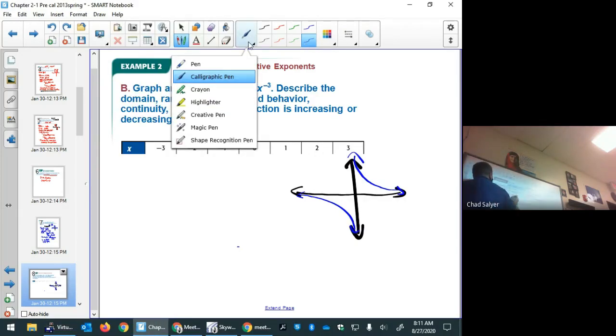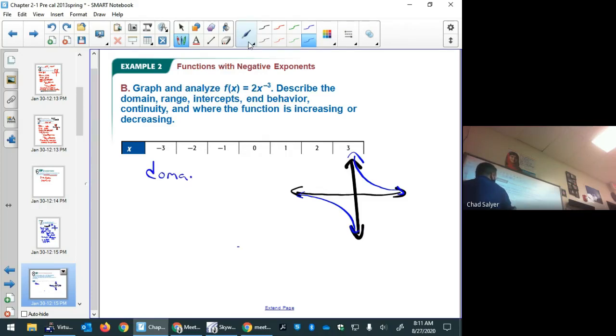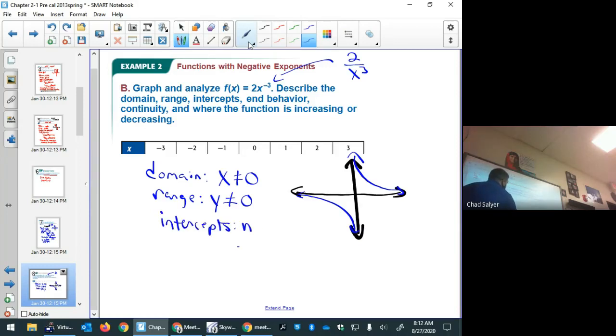So our domain, once again, I could rewrite this as 2 over x to the 3rd power. So you see that 0 does create division by 0. So we once again have this domain. Our range, y could not be 0. Every other value is defined, for the same reason as the previous problem. Intercepts. Once again, none.